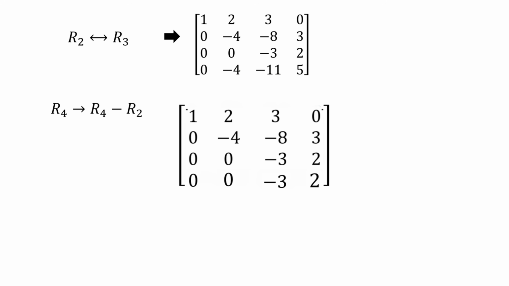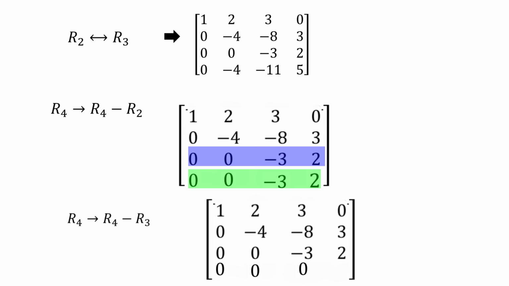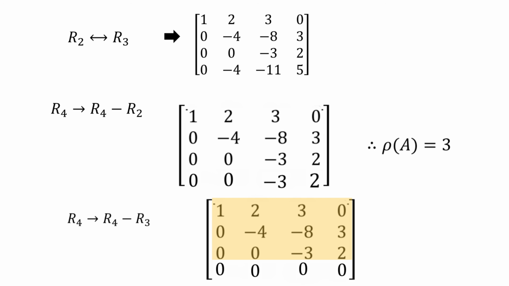For the last step, we have to make this element as 0 using R3. So the operation will be changing R4 as R4 minus R3. So you get minus 3 plus 3, minus 2 plus 2. So the rank of the matrix will be 3 and this matrix is reduced in the echelon form.